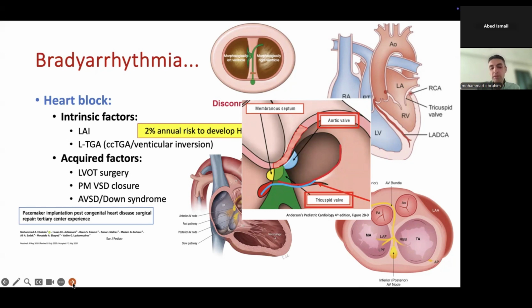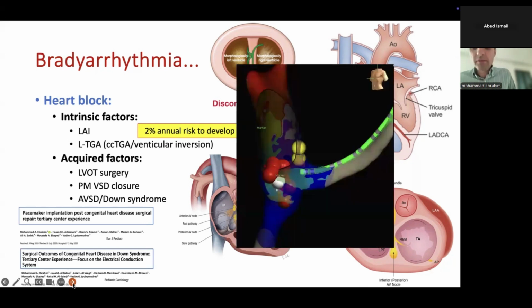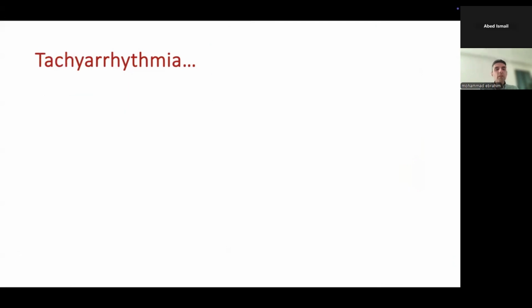but one being the posterior displacement of the AV node in Down syndrome or AVSD patients. This is just an example of a posteriorly displaced AV node in a patient that we just did. As you can see, the yellow dots represent the AV node, which is in close proximity to the coronary sinus, atypically compared to the usual anterior location of the AV node.